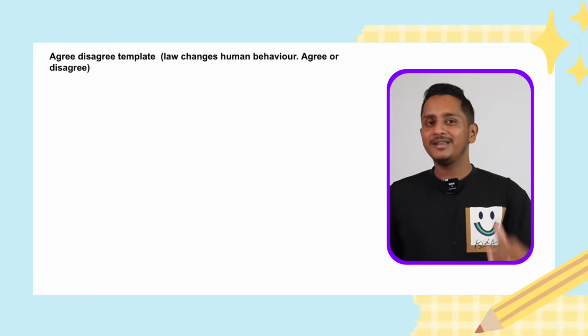The last is agree, disagree. There are multiple types like comparison types, non-comparison types, partial agree. I'm not covering each one of them, but I'll give you a complete overview of what you should be doing for agree, disagree. Agree or disagree it is.